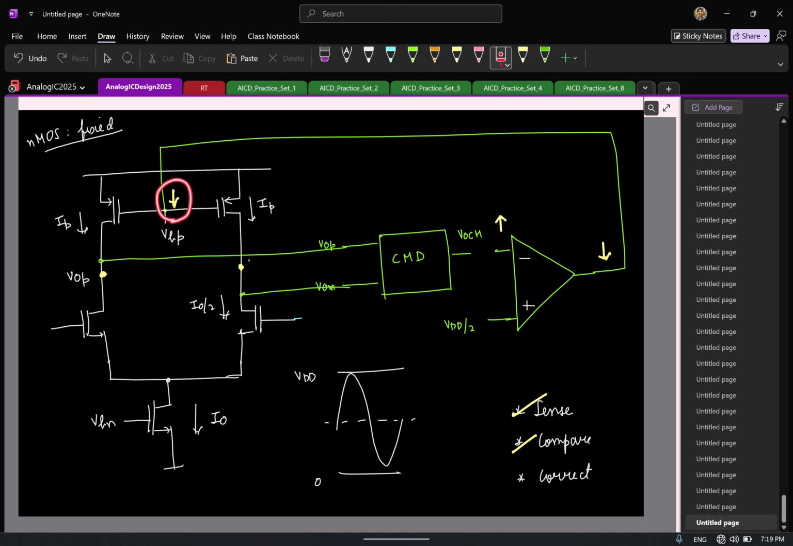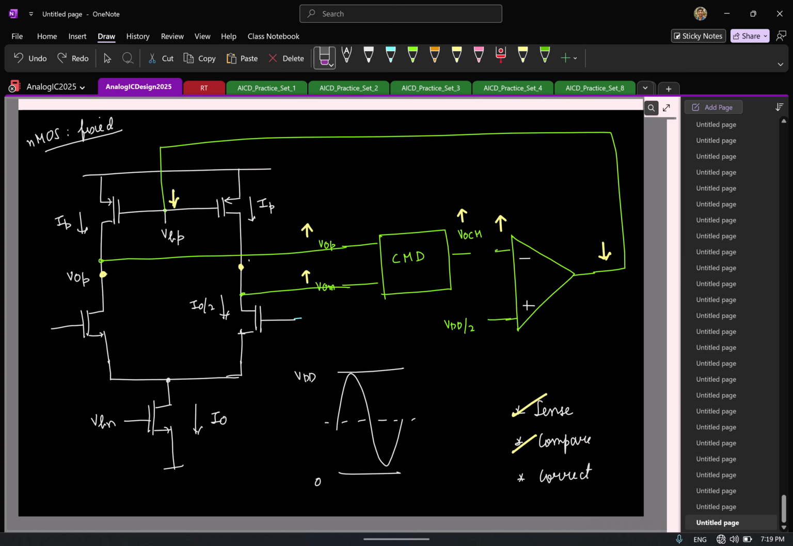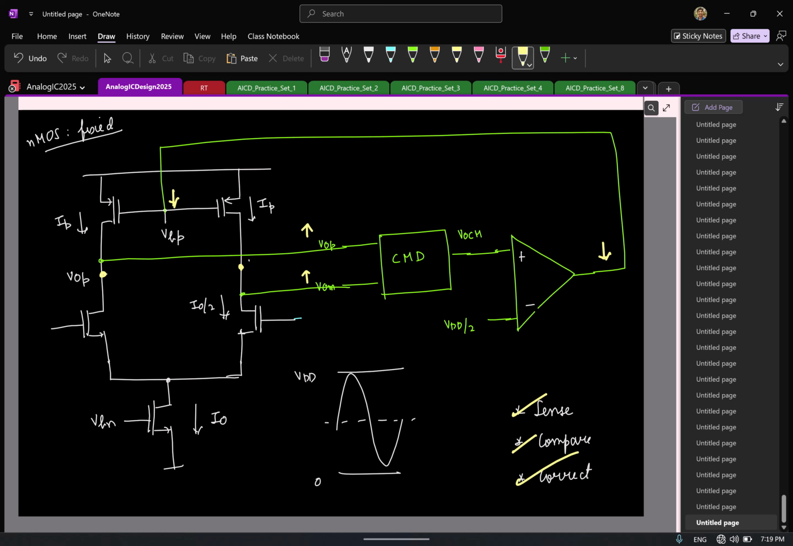If this voltage decreases, what can you say about the output voltages? Current will increase. So what will happen to VOP, VOM? They will increase. Each of these two voltages will increase. VOCM will increase. So is it the correct feedback? Which means it should be the other way around. Okay, so let's take it to the next page and draw it. So I should have positive and negative here, and that basically finishes the loop. This way can work. Okay, so this is one way to have a common mode feedback.